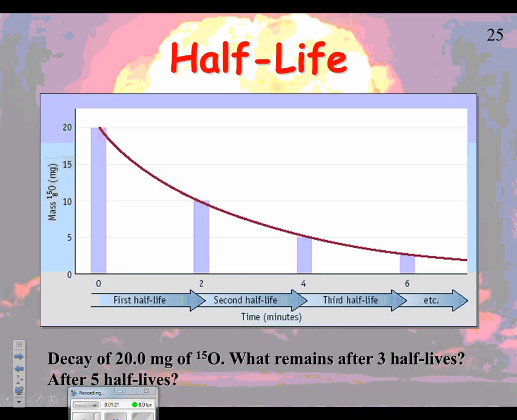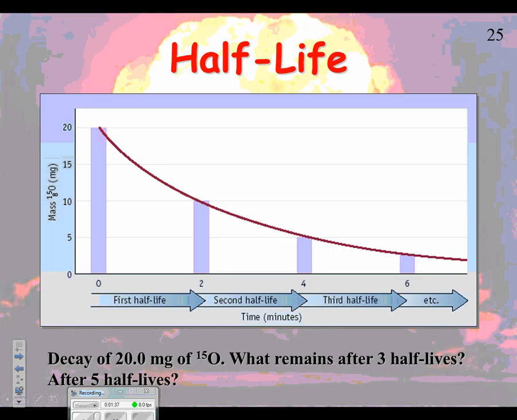So if I took 20 grams to start with, then a half-life would be 10. Another half-life of that would be 5. Another half-life would be 2.5. Another half-life would be 1.25, as it goes down. So I just cut it in half every time.